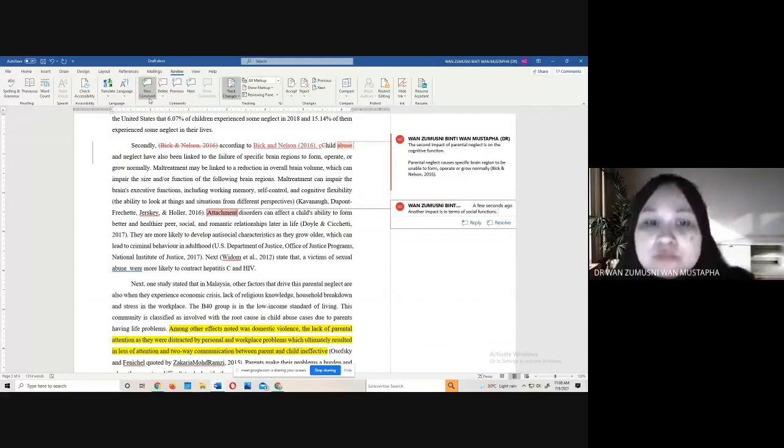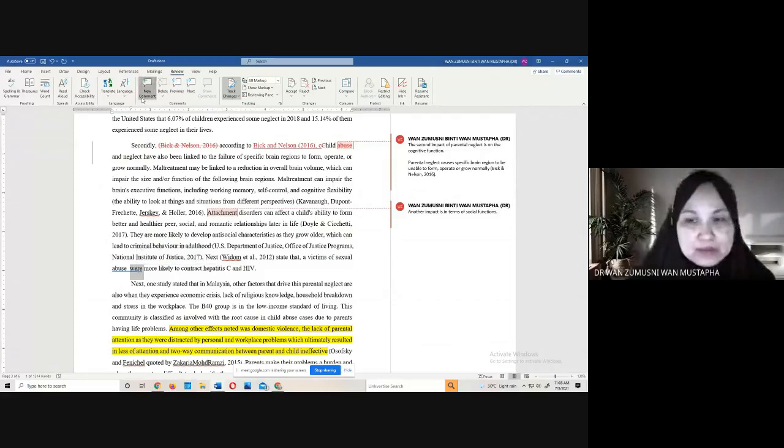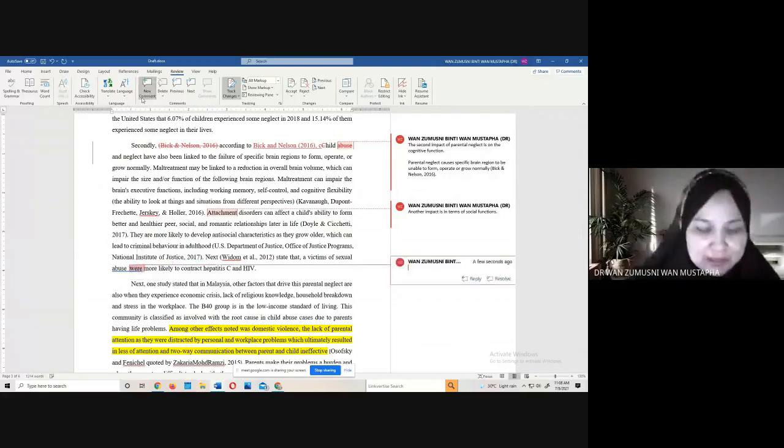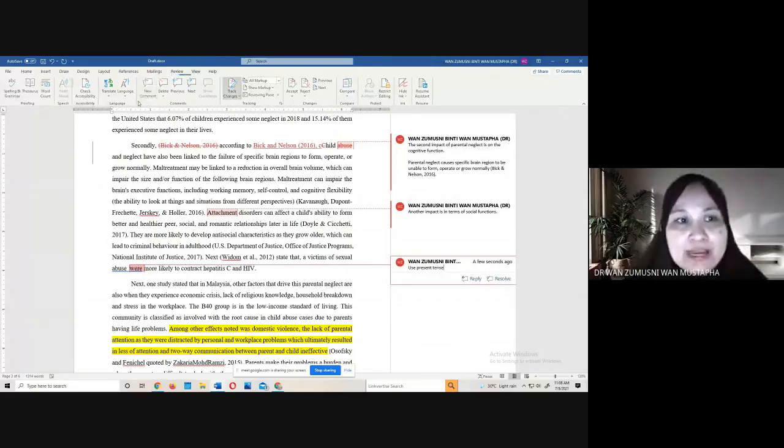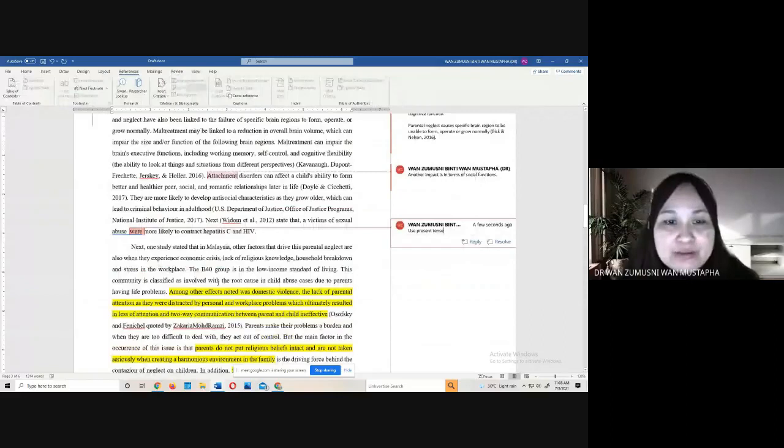Alright. And then, lagi satu in terms of language, use present tense. Because kat sini dah state. Alright. Next. Okay. I like this sebab ada kajian case di Malaysia. Tadi you mention pasal US kan. Next, in a study, one study stated in Malaysia, one factor that drives this parental neglect is also when they experience economic crisis, lack of religious knowledge, household breadwinner. Good. Thumbs up. Okay.